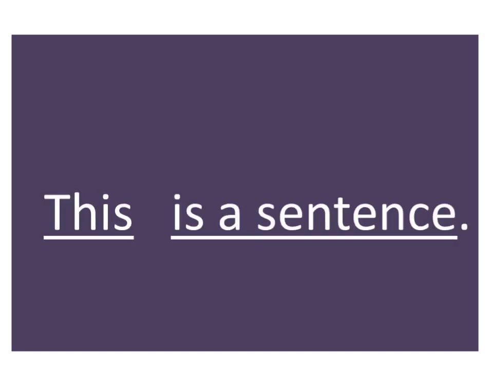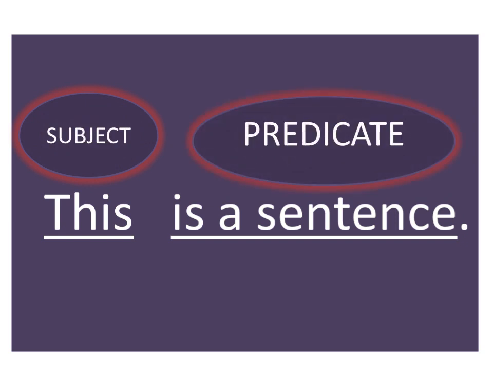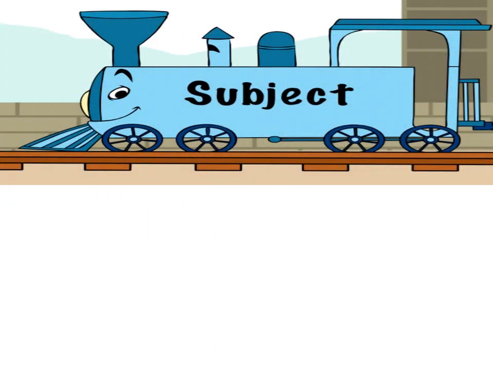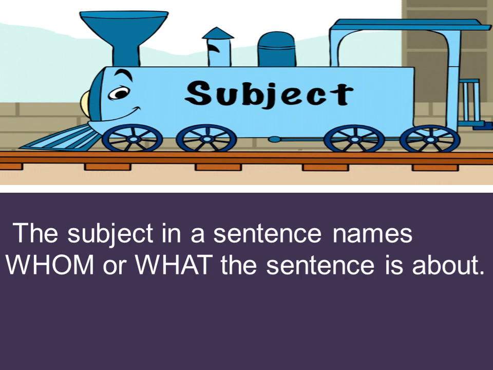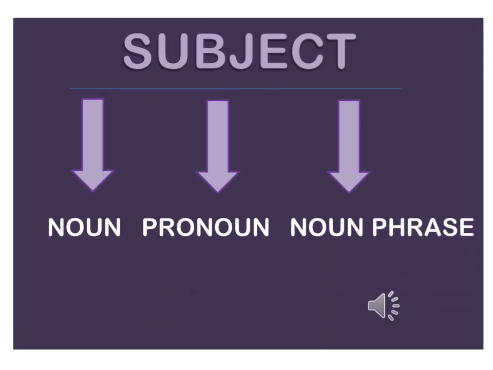Let us now look at a very simple example. This is a sentence. Here the word this is the subject and is a sentence is the predicate. So basically, what is subject? The subject in a sentence tells us what or whom the sentence is about. The complete subject has a noun or pronoun or noun phrase.